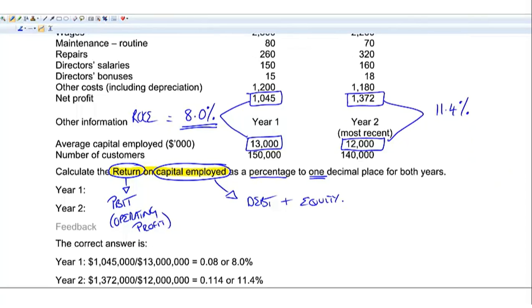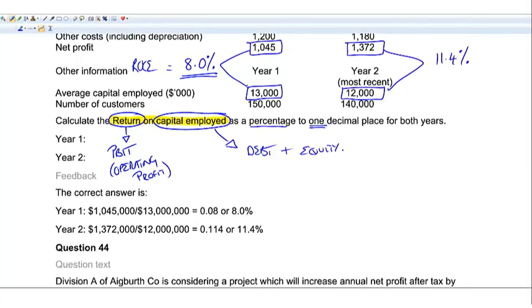Okay, this would be indicative of what we would call a numerical entry question, so it's important that we follow the instructions. So calculate it as a percentage to 1 decimal place. So what we would plug in for our year 1 answer is we would type in an answer of 8.0, and for our year 2 answer we would type in an answer of 11.4.